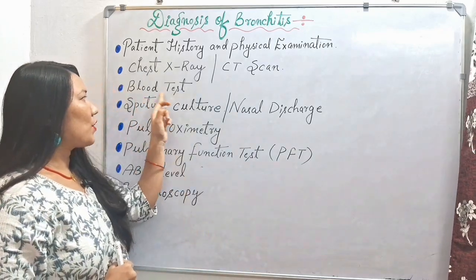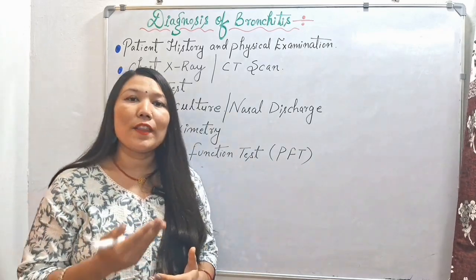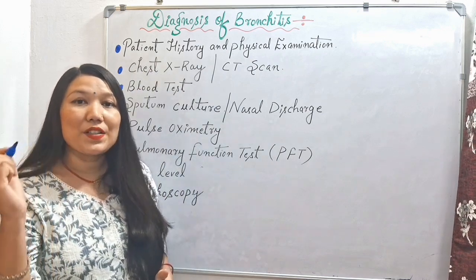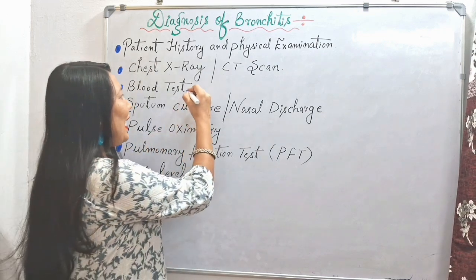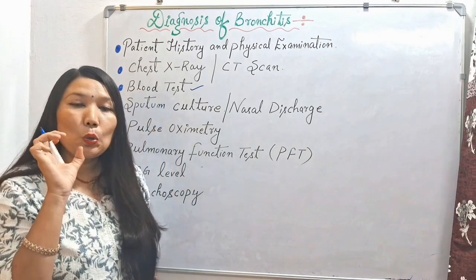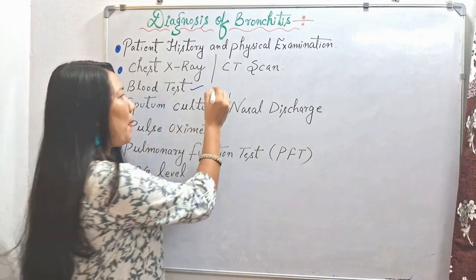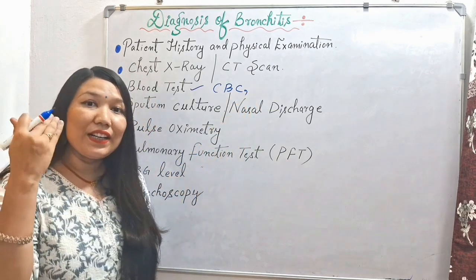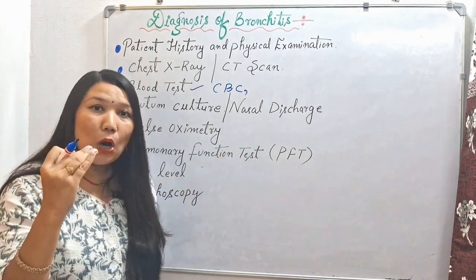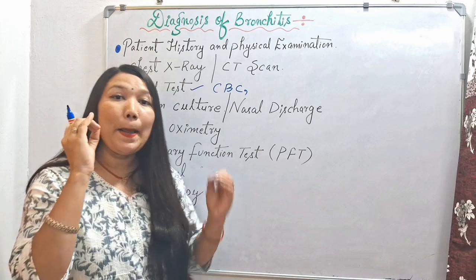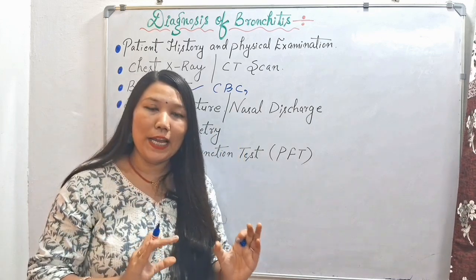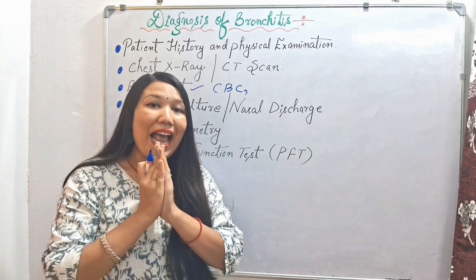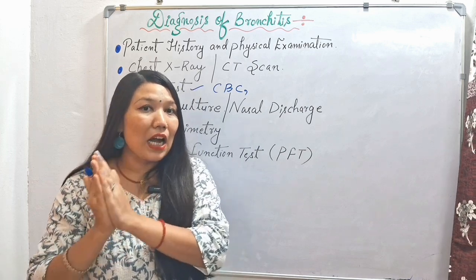Next we have blood test. So in blood test we will check for the microorganism. Is there any virus or bacteria present or not? And in blood test we will mainly do the CBC, that is complete blood count. If the amount of WBC is increased in the blood count, it means the patient is suffering from a bacterial infection here. And in this blood test we will also check the eosinophil count here also.